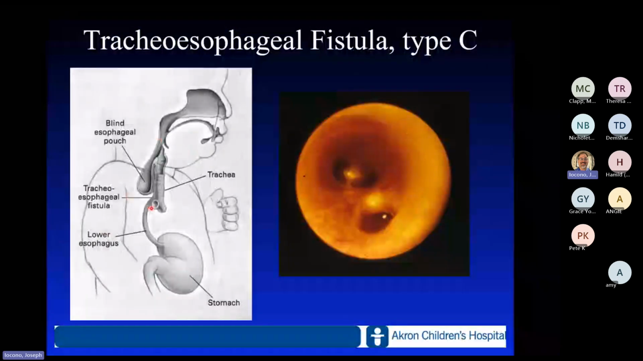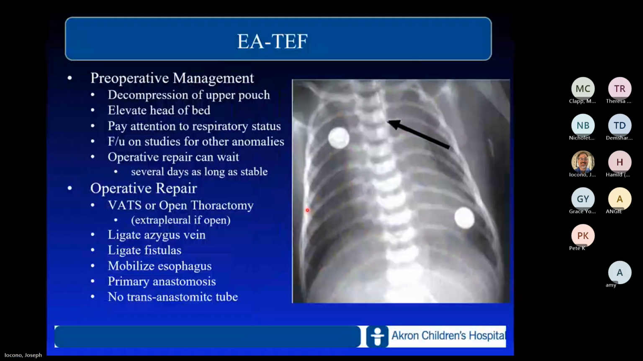Type C, most common. You confirm the diagnosis with a rigid bronchoscopy. Down here's the carina. Here's the fistula. The fistula is usually above the carina. That's a good sign. That means your distal esophagus is up pretty high, hopefully pretty close to the blind upper pouch, so you can ligate this and get them back together again.